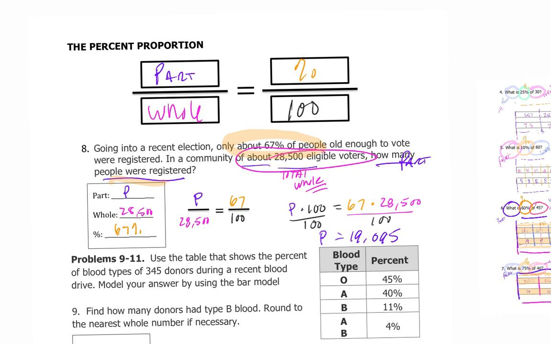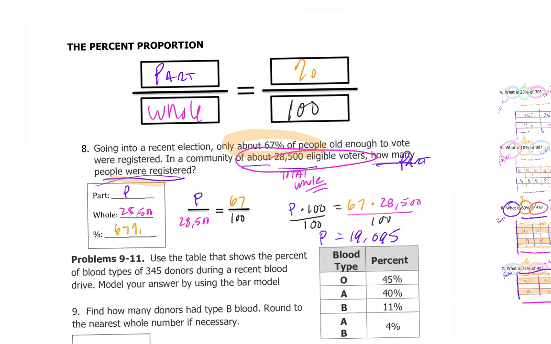That's your answer. Yep. You're just taking how many people were registered. You could say it as simply as, there were 19,095 registered voters. There you go.